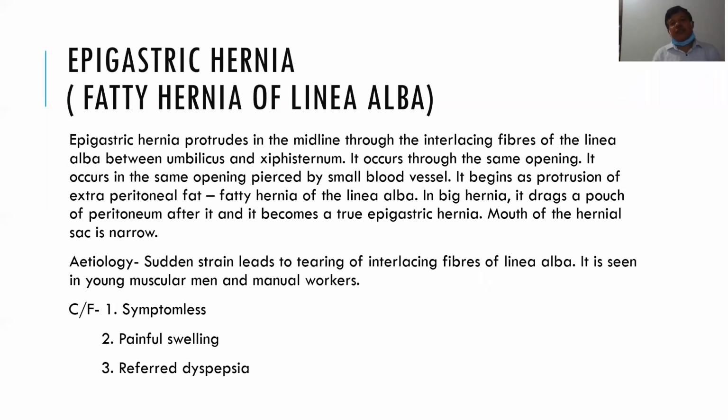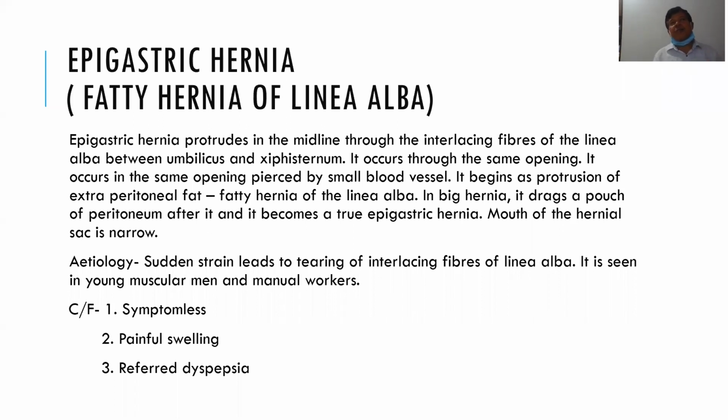Next we come to the epigastric hernia, which is also a type of ventral hernia. It is also called fatty hernia of the linea alba. This epigastric hernia protrudes in the midline through the interlacing fibers of the linea alba between the umbilicus and the xiphisternum. It may occur anywhere from the umbilicus to the xiphisternum in the midline.